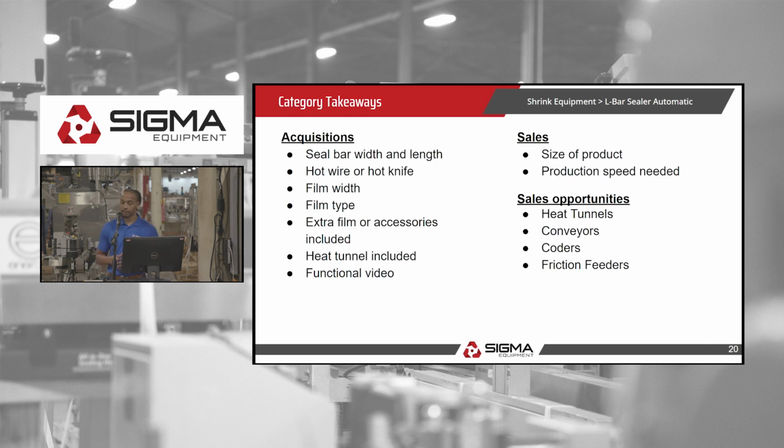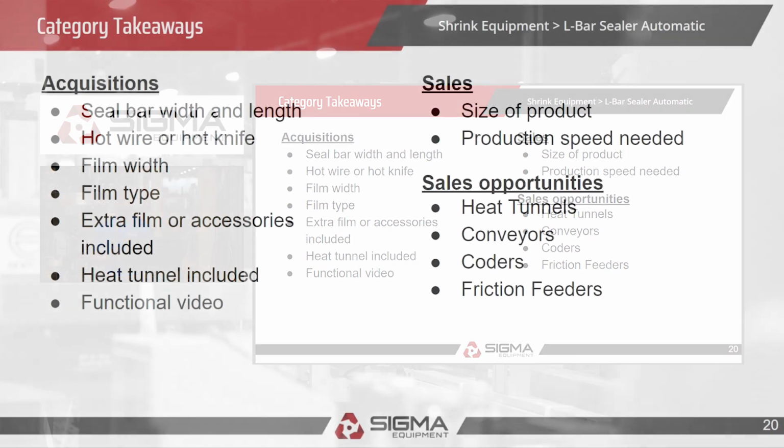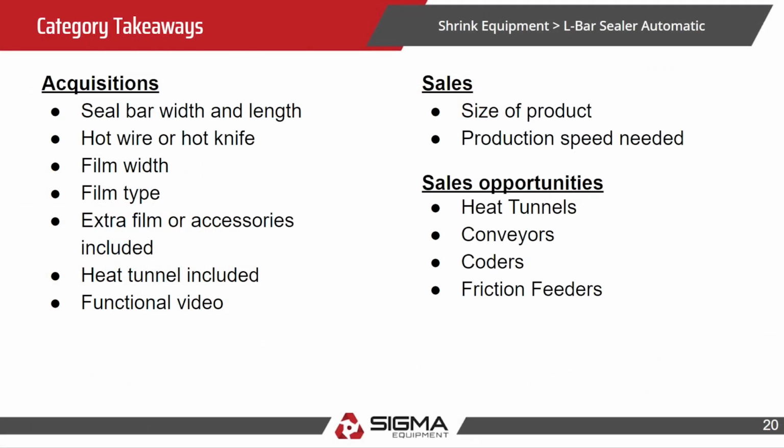So category takeaways for acquisitions: knowing what that seal bar width and length is crucial for knowing what size product is able to fit through that unit. Knowing whether it's a hot wire or hot knife, the film width and the type. Extra film or accessories that are included, so whether that's a selvage rewinder, a closing conveyor, in-feed conveyor, and is the heat tunnel included as well.